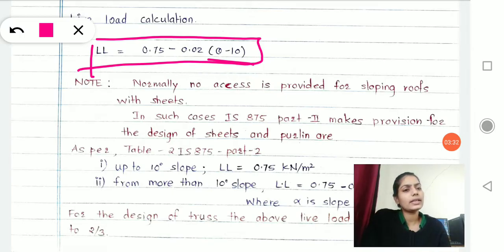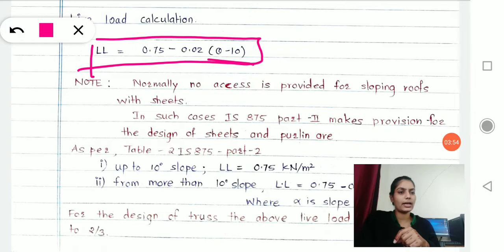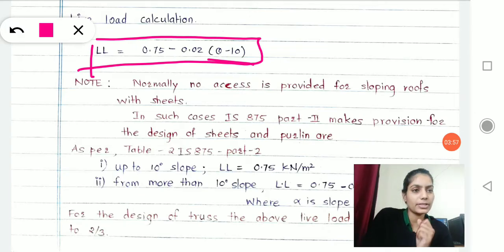Now what is this theta? In the earlier steps we understood theta is the truss angle. The roofing part of your truss has an angle with the horizontal, and that is the roofing angle, or you can also call it the truss angle. This angle was mentioned earlier as theta, and that same theta I am taking over here. Now why is the formula 0.75 minus 0.02 like this? See here, I have given a note for it.